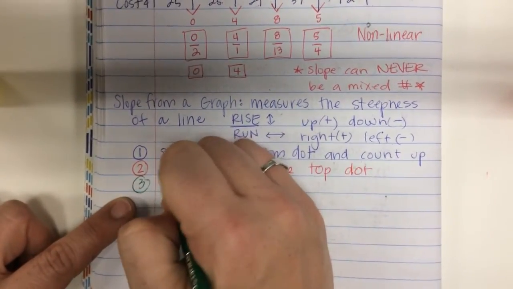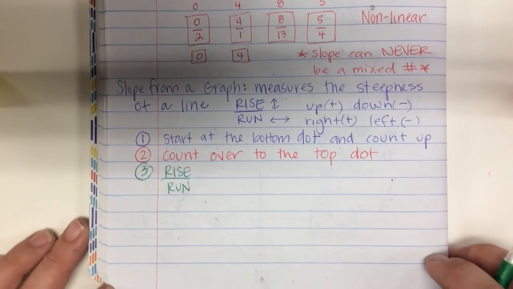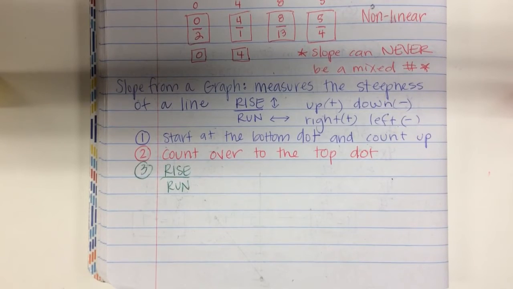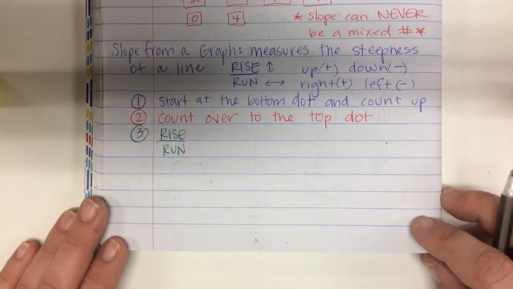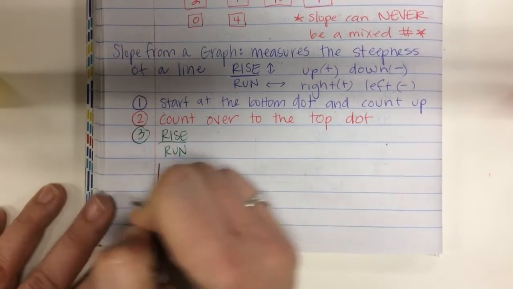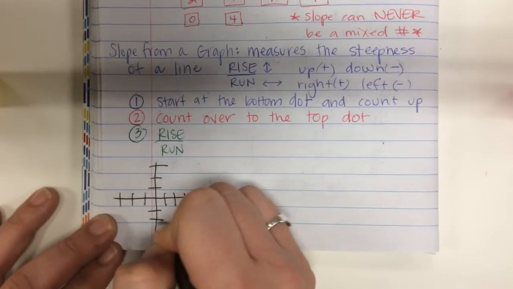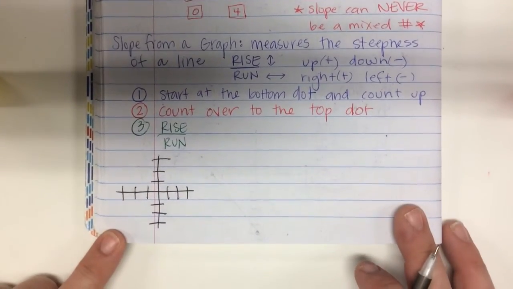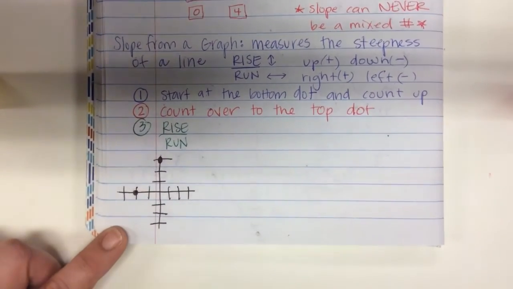And 3 is just you have now rise over run. So we're going to draw a few quick pictures. I'm going to make them pretty easy. Again, they don't have to be beautiful, but they do need to kind of look good because we're going to be counting on them. So the first one I'm going to draw 1, 2, 3, 1, 2, 3, 1, 2, 3, 1, 2, 3. Don't make it too complicated. And let's put a dot here and here.